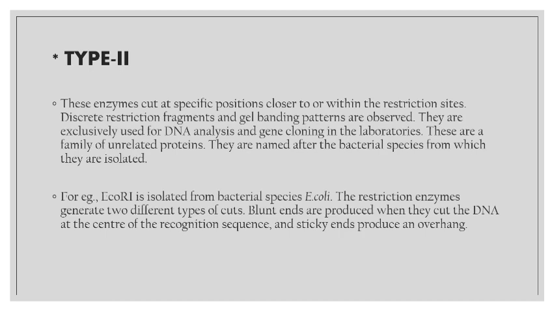And the example is E. coli. It is isolated from the bacterial species E. coli. The restriction enzymes generate two different types of cuts: blunt ends, which are produced when they cut the DNA at the center of the recognition sequence, and sticky ends, which produce an overhang.